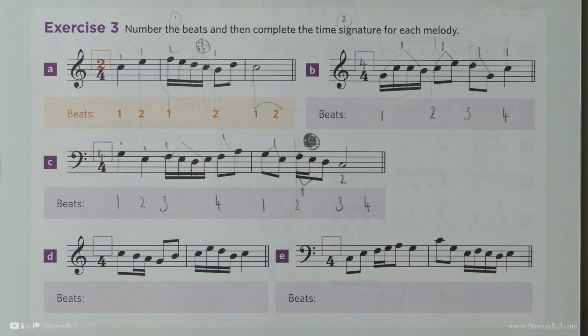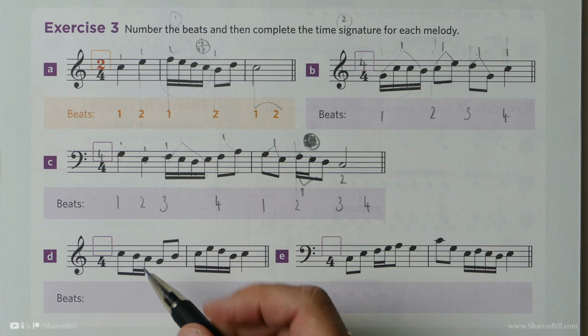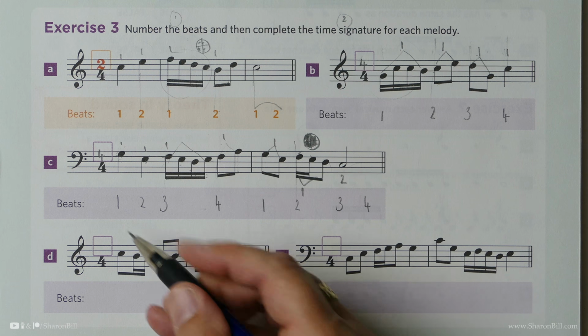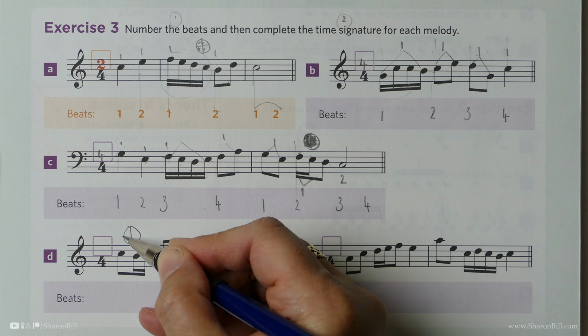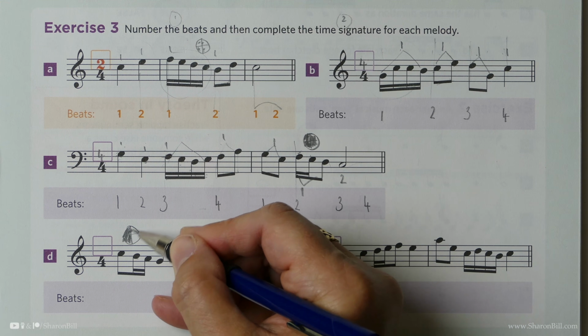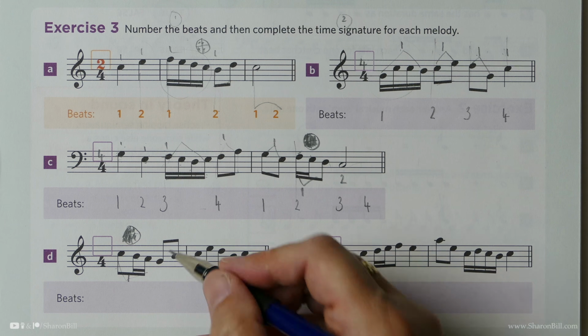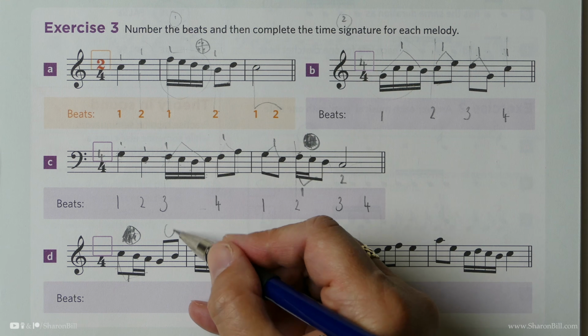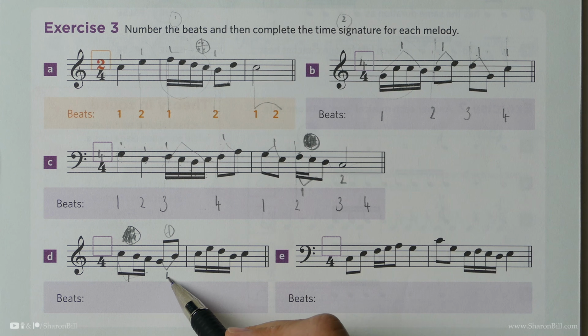Let's look at the next one. So here on exercise D, we've got a half of a beat. Let's just diagram that out. A half of a beat here, that's a quaver. And then 2 quarters gives us 1, which we know because they're all beamed together. A half plus a half gives us a whole beat. So we have 2 beats per bar.